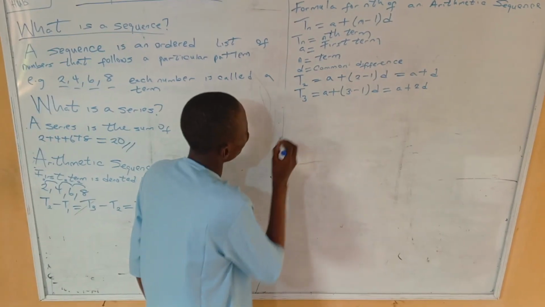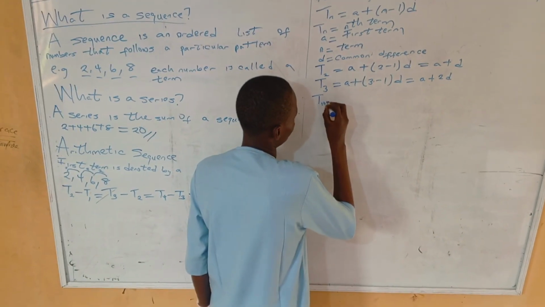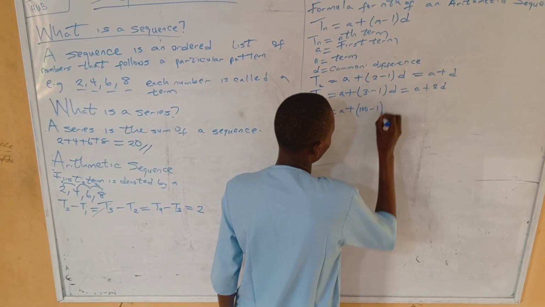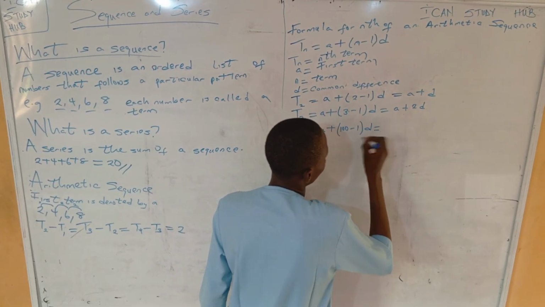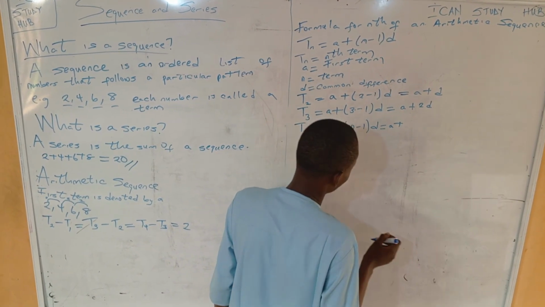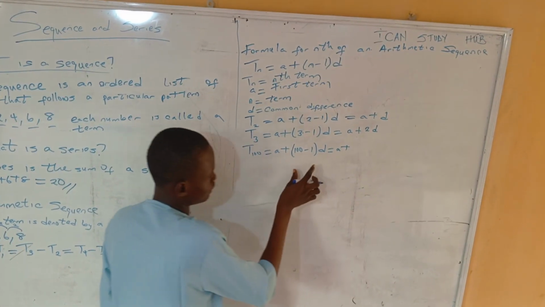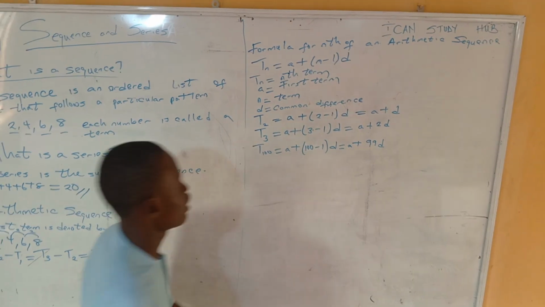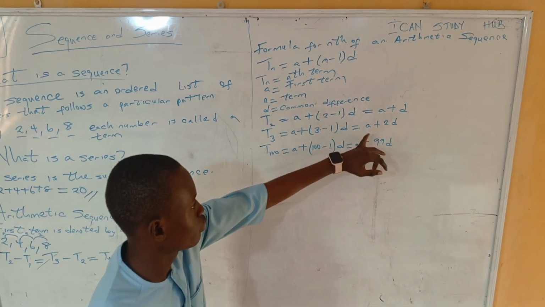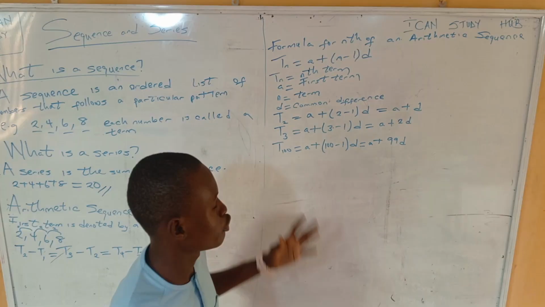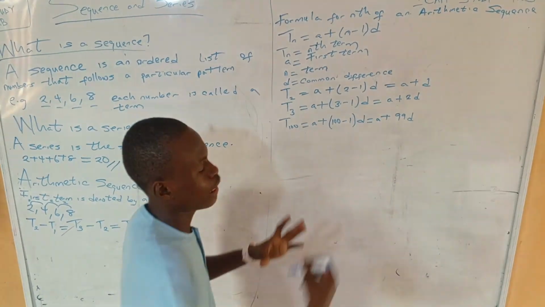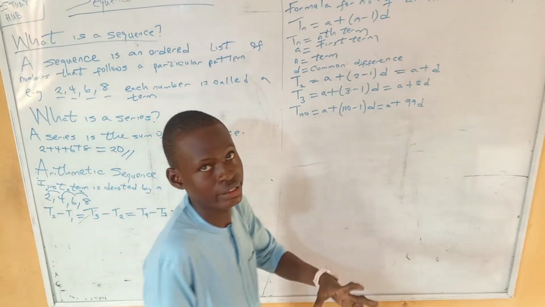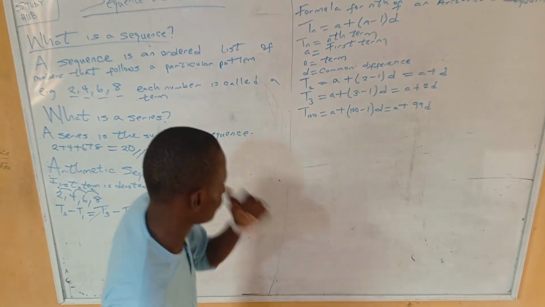So now, if we are looking for the 100th term, T100 is equal to a plus open bracket 100 minus 1 close bracket d, which is a plus 99 times d, 99d. So if you notice something from here, the second term is a plus d and the third term is a plus 2d. So anytime they ask what the 1000th term is, you should just know that the 1000th term is a plus 999d, because you'll be subtracting 1 from the 1000. You get it?